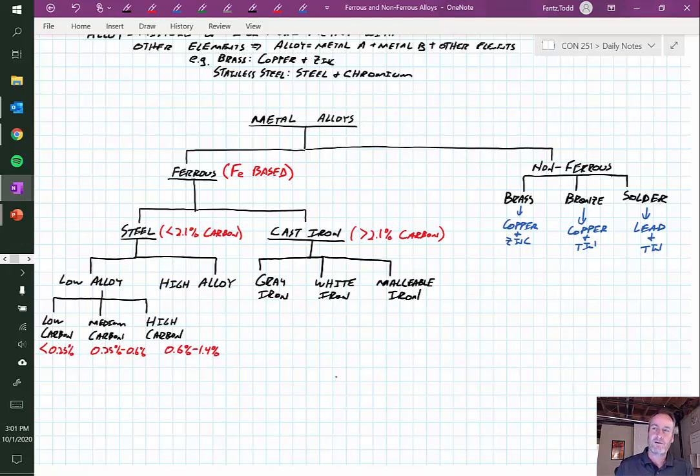With steel, we have low alloy or high alloy. For low alloy, we have low carbon, medium carbon, high carbon. And on the cast iron side, gray or white or malleable. And then on the non-ferrous side, really all we're talking about is either brass, bronze, or solder.